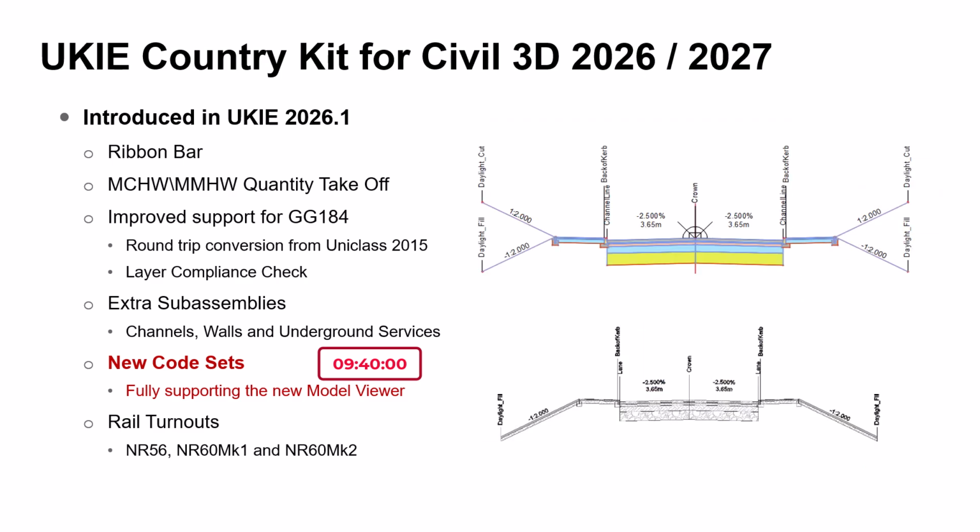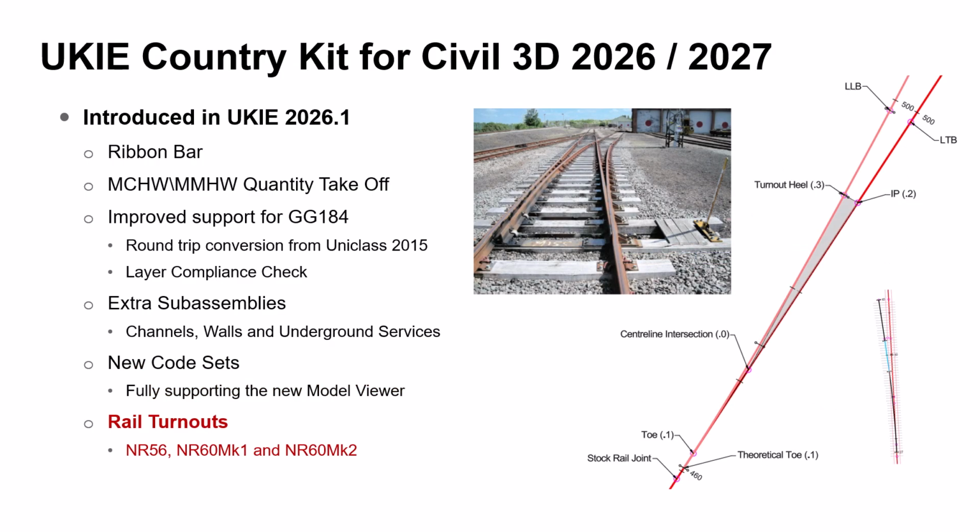But code sets are not just for 3D, and I will, where possible, introduce shortcuts and highlight the benefits of working with code sets as we work through the video. We now have rail catalogues for all three of the network rail standards. I won't be covering these here, but I do hope to publish another video focusing purely on working with turnouts later in the year.